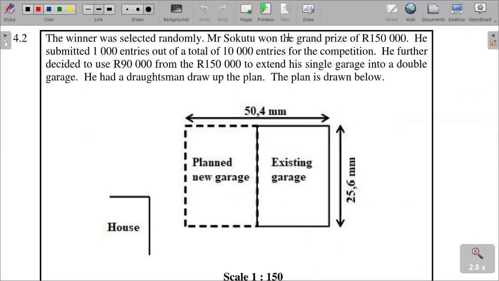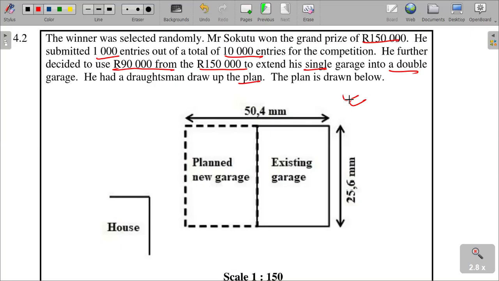The winner was selected randomly from the entries. Mr. Sukutu won the grand prize of 150,000. He submitted 1,000 entries out of a total of 10,000 entries. The competition further decided to use 90,000 rands from the 150,000 to expand his single garage into a double. He had a draftsman draw up the plan. The plan is drawn as below.